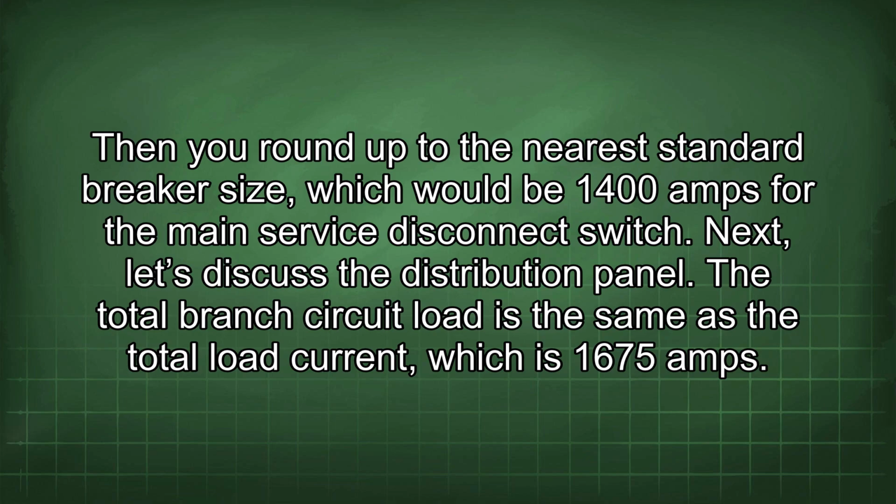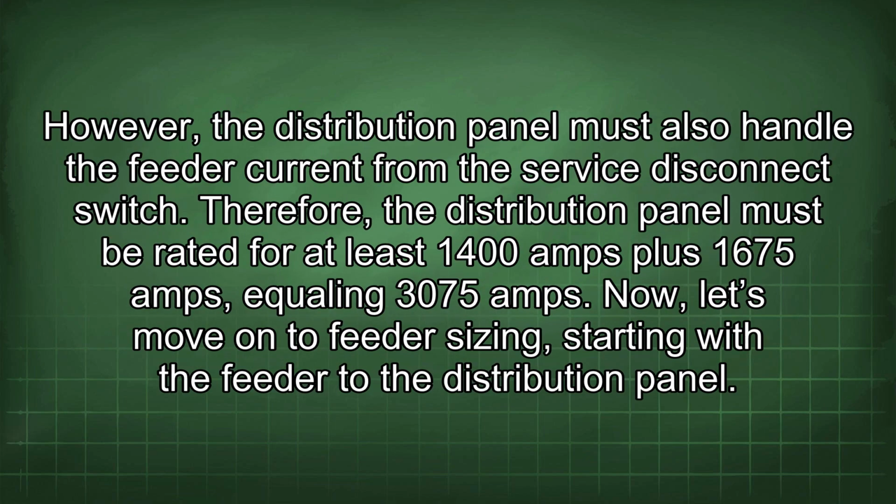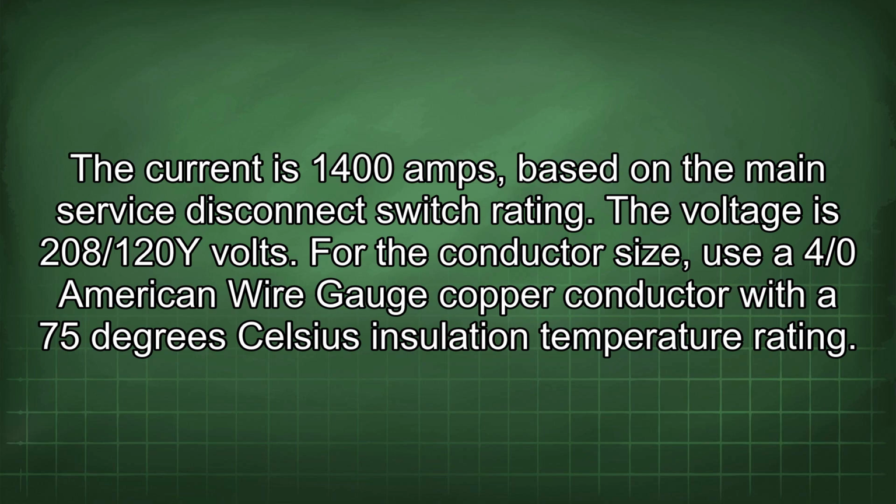The total branch circuit load is the same as the total load current, which is 1675 amps. However, the distribution panel must also handle the feeder current from the service disconnect switch. Therefore, the distribution panel must be rated for at least 1400 amps plus 1675 amps, equaling 3075 amps. Now, let's move on to feeder sizing, starting with the feeder to the distribution panel. The current is 1400 amps, based on the main service disconnect switch rating.